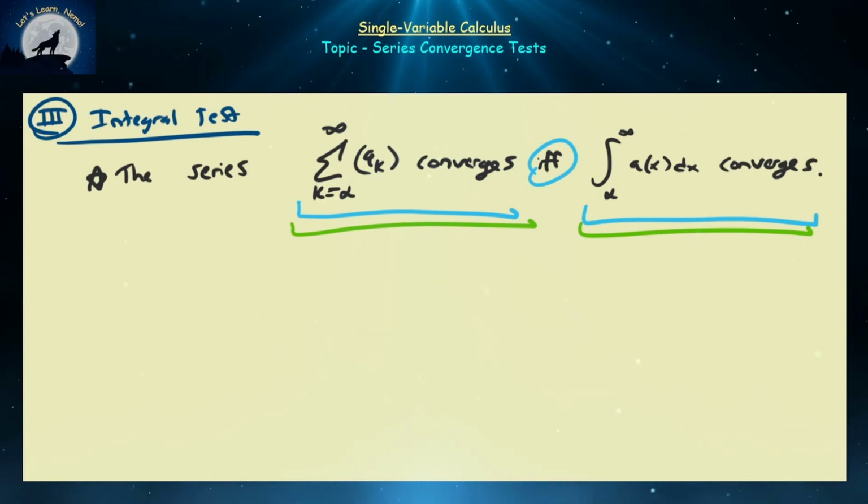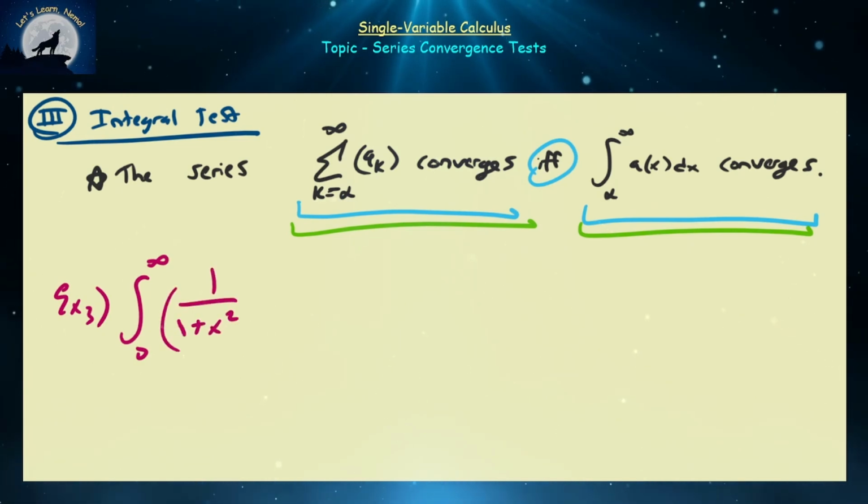Note that if the integral converges to something, it does not necessarily mean that the series converges to that same exact value either. But it does justify the existence of its limit, even though you might not know what it is. So let's actually look at a quick example. Let's go example 3 with this. Let's do the integral from 0 to infinity of 1 over 1 plus x squared dx.